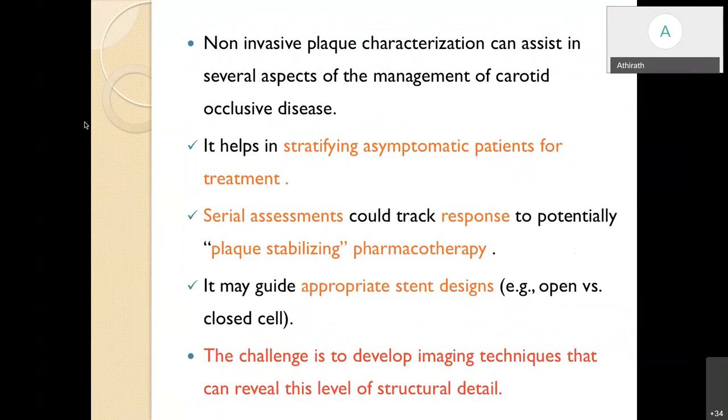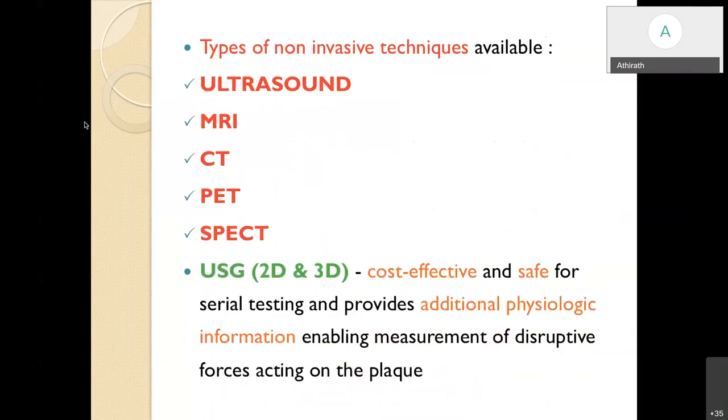So what are the advantages of these non-invasive imaging techniques? They help us in stratifying asymptomatic patients for treatment, and serial assessments can be made while we keep the patients on potential plaque stabilizing pharmacotherapy. It also helps in guiding appropriate stent designs. But the challenge lies in developing imaging techniques which can reveal this level of structural detail. So what are the different types of non-invasive techniques which are available? Basically, ultrasound, MRI, CT, PET-CT, and SPECT.